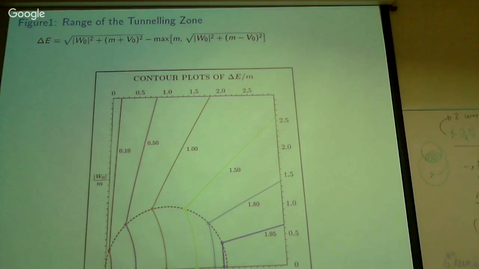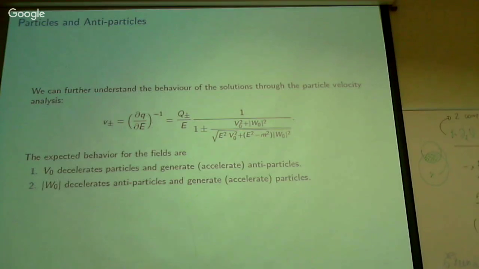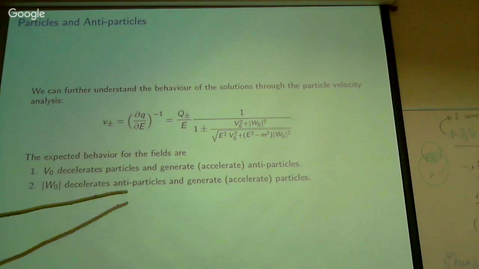Another study which we can do is to calculate the velocity of the particle, which is just the derivative of the energy with respect to the momentum. From our previous knowledge, we expect that V0 will decelerate particles and generate antiparticles. That's the expectation which comes from the Klein interpretation. On the other hand, we expect that W0 will generate particles if it's high enough, and decelerate antiparticles.